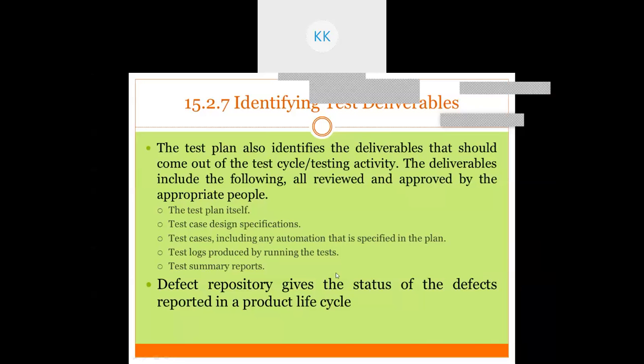Every defect will have its own identification number, what defect has occurred, what type of defect it is, and whether the defect is active or inactive or rectified. That status is also there. So that whole data set makes up the defect repository. That is nothing but the database of the defects, in other words.